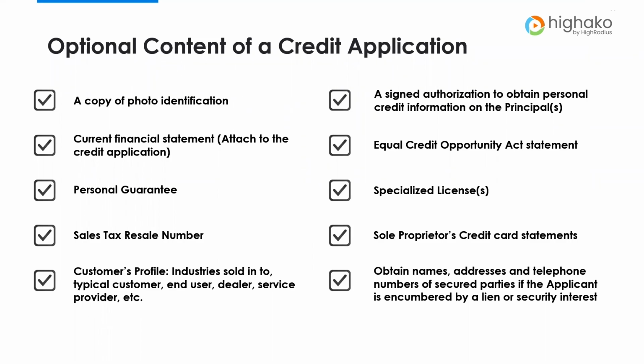Certainly, if you're getting authorization to pull a personal credit report, you need that signature. You want to add that Equal Credit Opportunity Act statement. It might be an industry, like if you're selling spirits, you might need a license. There's other industries as well. You want to see that license. You might want to see credit card statements on a sole proprietor to see what they owe and how they pay, and other names and addresses and so on that would be of interest in tracking them down if something goes south, and also confirming that the business you're dealing with is the one that you're really dealing with.